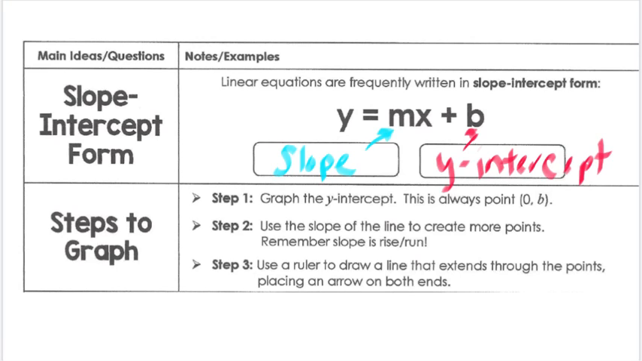So to graph the equation of a line, you first have to identify the slope and the y-intercept. Then you graph the y-intercept because this is always going to be the point (0, b), where b is the y-intercept. And then we're going to use the slope to create more points. And then we're going to draw a line through those points.